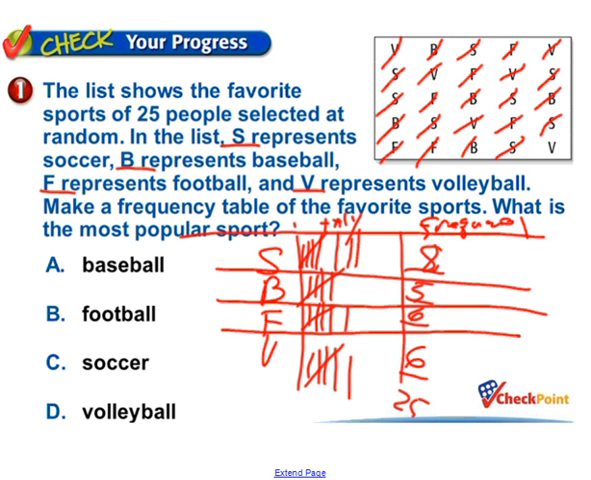So the most frequently selected sport as their favorite would be soccer. So soccer is the most frequently selected as their favorite sport. So soccer. Thank you.